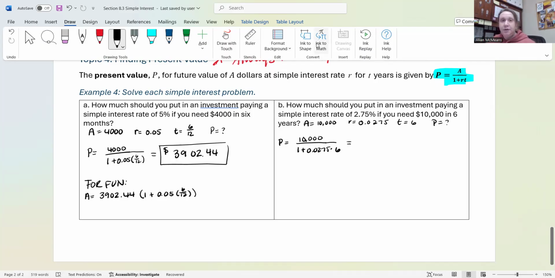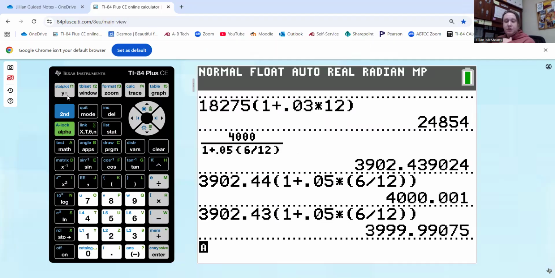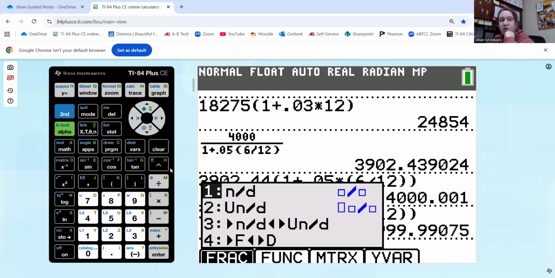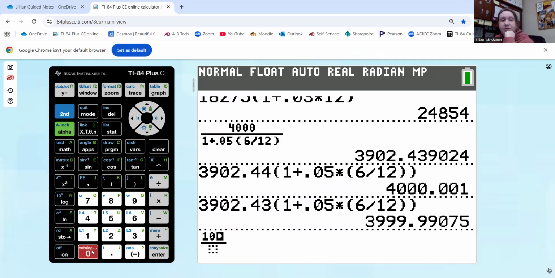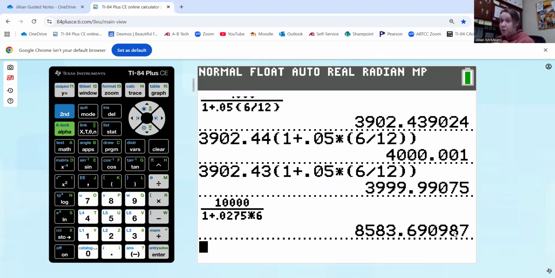Let's go to the calculator. Okay. So alpha, Y equals, we'll type in that fraction template, and we're just going to choose the first option. So I want 10,000 for A. I'm going to divide it by 1 plus R, which is 0.0275, times T, which is 6 years, so 6. Hit enter. And in this case, we would round down mathematically, but remember, we're calculating P, so we're going to round up no matter what. So we need to have today $8,583.70. Even though mathematically we would round down, with P, we always round up. So we're going to go ahead and make this 70 cents. So 8,583.70.